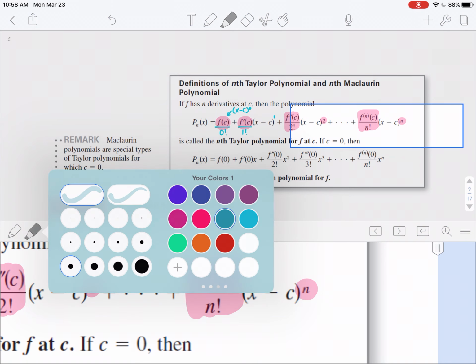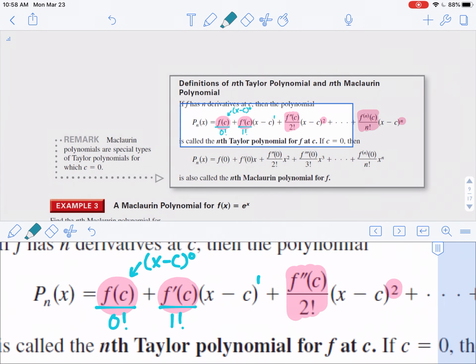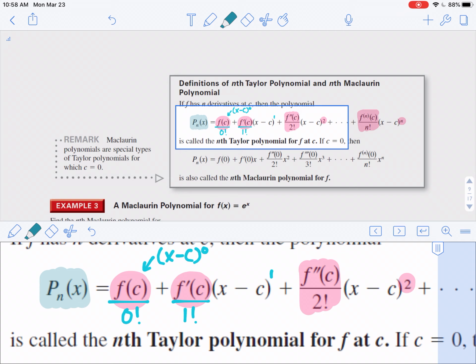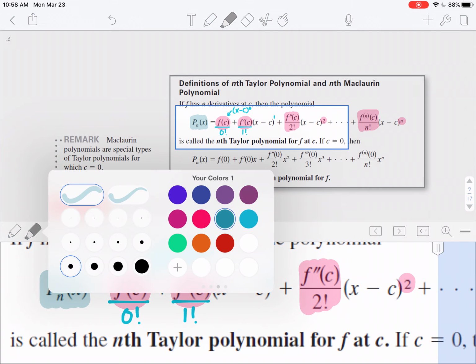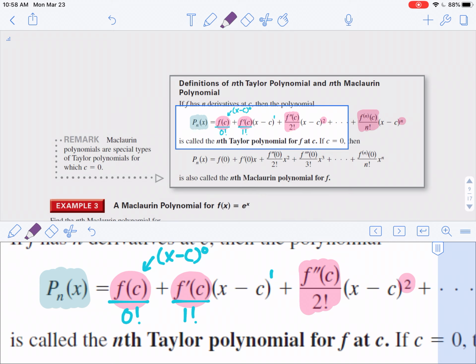All right, so that is a huge deal. Basically, what this polynomial does is it approximates the f of x graph around or close to the value of the center, which is x equals c. Okay, so that's the nth Taylor polynomial for f at c.